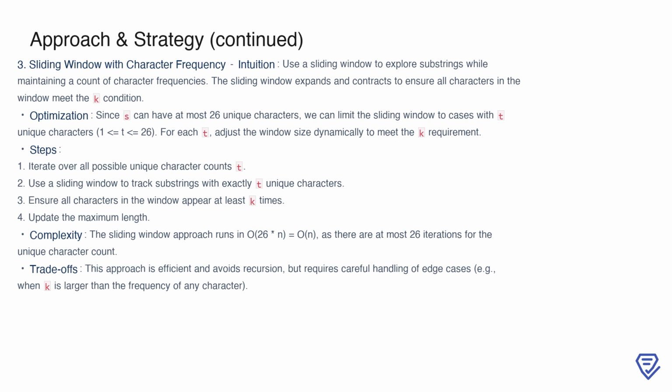This involves iterating through possible t values, using the sliding window to track valid substrings, and updating the maximum length accordingly. The complexity of this method is O(26*n), or simply O(n), since there are at most 26 iterations for the unique character count.